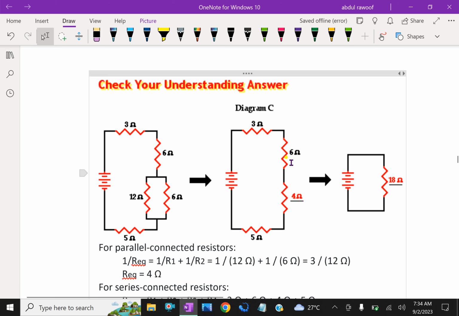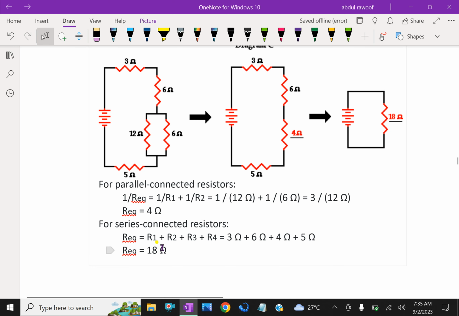The same way here, 12 and 6 are in parallel, then 1 over R1 plus 1 over R2 equals 1 over 12 plus 1 over 6, which is 3 over 12. The reciprocal is 12 over 3, which is 4 ohm. This is 4 ohm. That 4 ohm is in series with 6, 3 and 5. So altogether, look at here, that is 3 plus 6 plus 4 plus 5, totally 18 ohms.